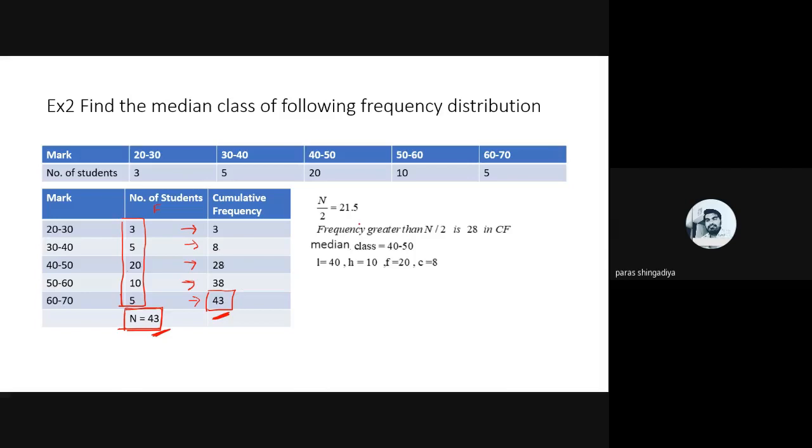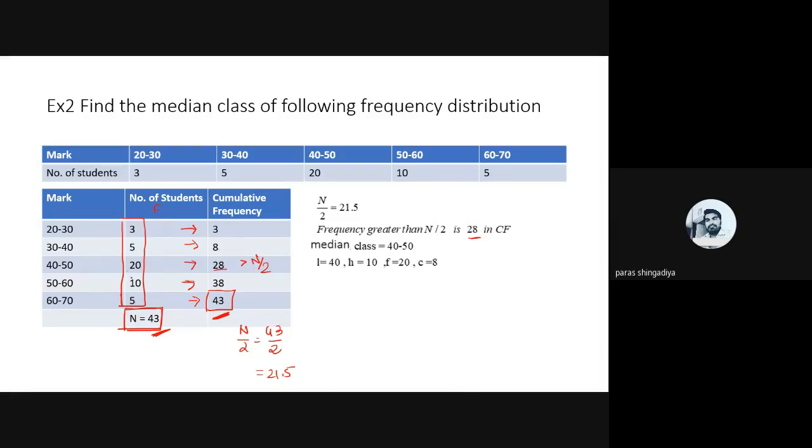Okay, and now check n by 2. So n by 2 will be 43 by 2, and that will be 21.5. Now check the CF column and find which value is just greater than 21.5. So 28 is the answer, which is just greater than n by 2. Okay, so 28 is the cumulative frequency which is just greater than n by 2.